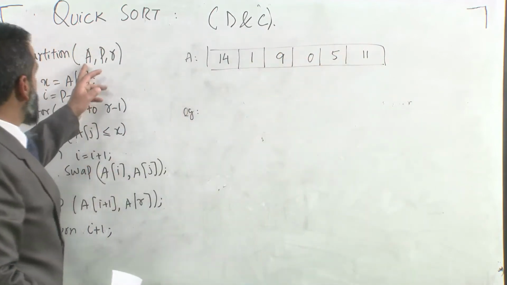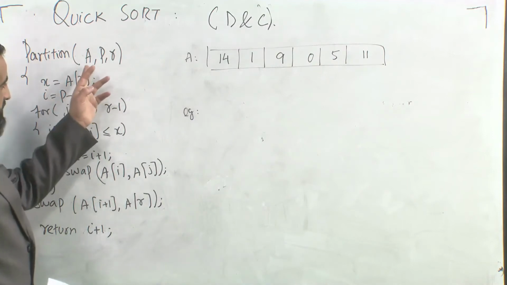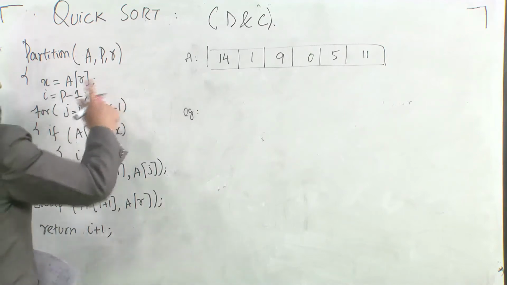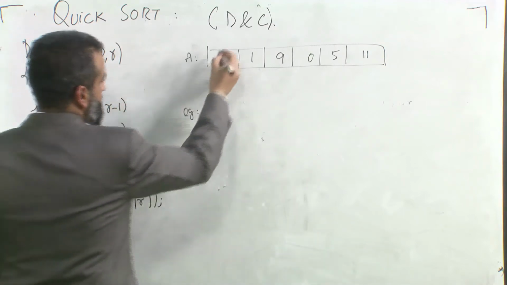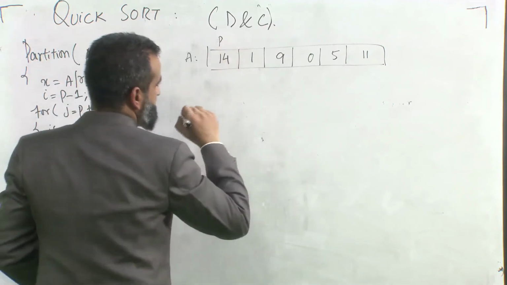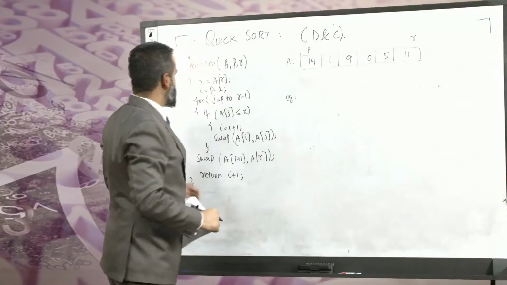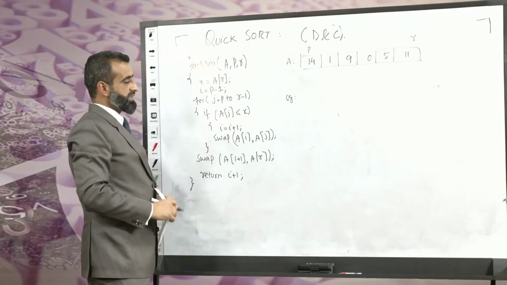This is the array. Now I'm using basically two more indexes over here. P will be pointing to the first element and R will be pointing towards the last element. So essentially this is my P, the first, and this is my R here, the last element. If we have a look at the algorithm, we are first selecting our pivot element.